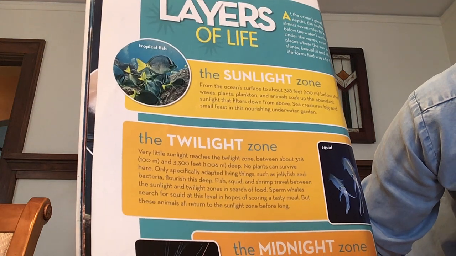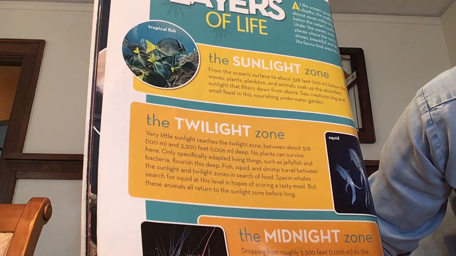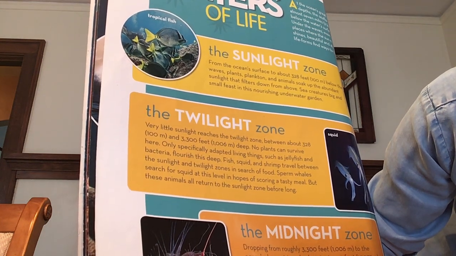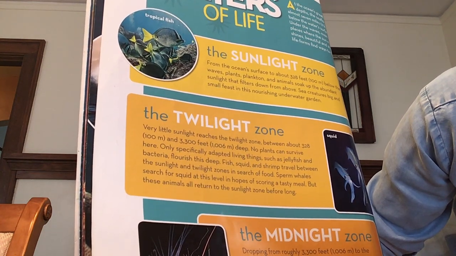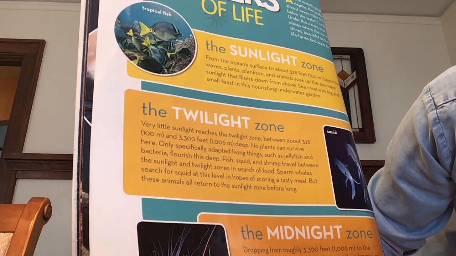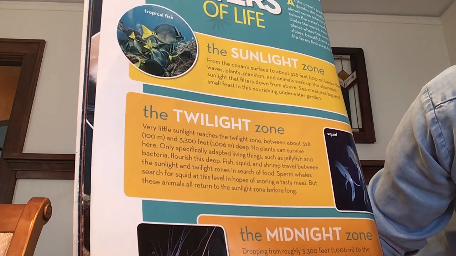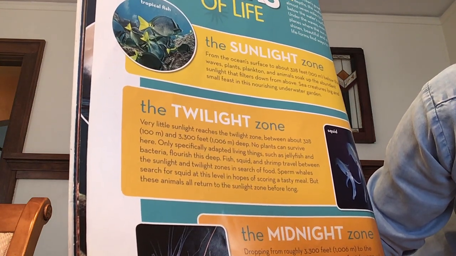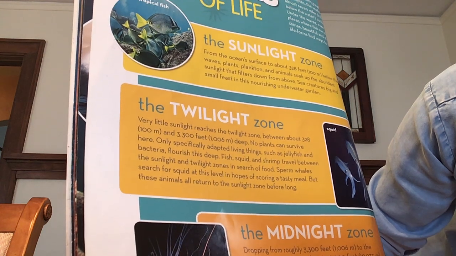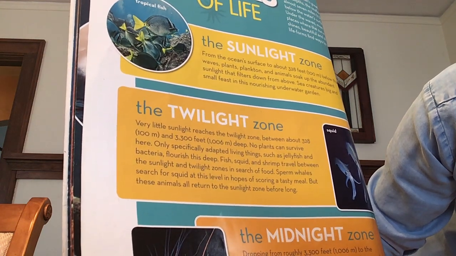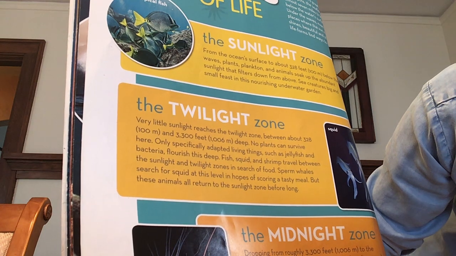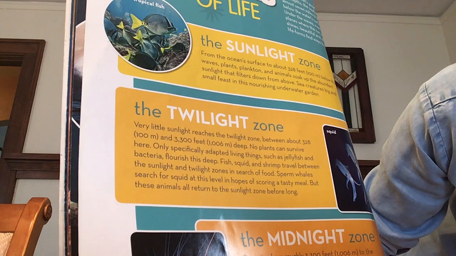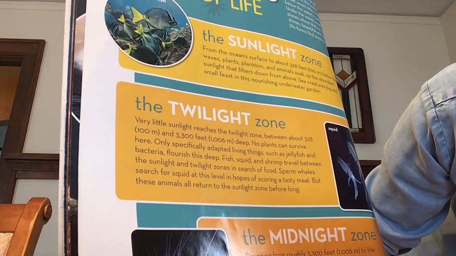Down below it says the twilight zone. Very little sunlight reaches the twilight zone. Between about 328 and 3,300 feet deep, no plants can survive here. Only specifically adapted living things, such as jellyfish and bacteria, flourish in this deep. Fish, squid, and shrimp travel between the sunlight and the twilight zones in search of food. Sperm whales search for the squid at this level in hopes of scoring a tasty meal, but these animals all return to the sunlight zone before too long.